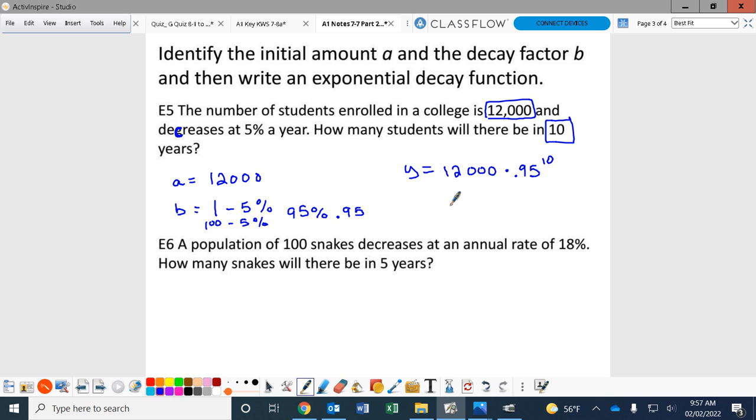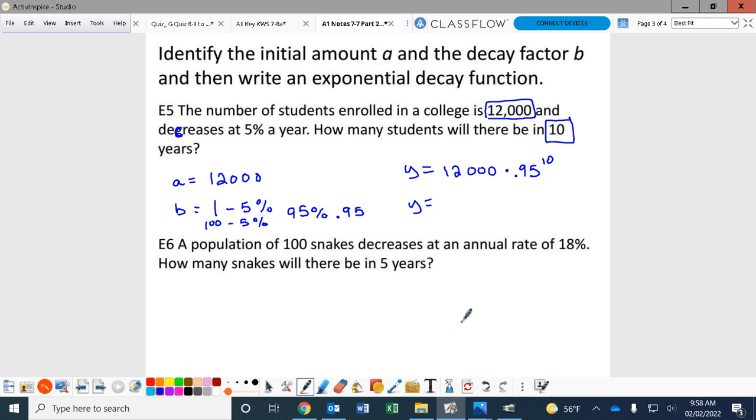So grab your calculators. Type in 12,000 times 0.95, power button 10, equals. Now, these are people, so we're not going to have any decimals, so we're going to round to the next whole number no matter what it is.